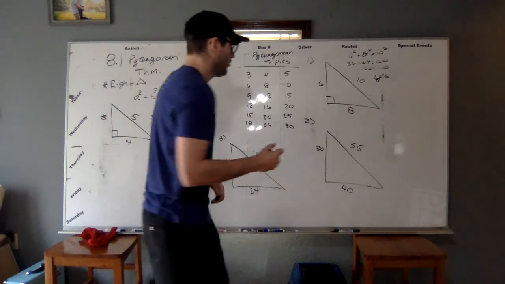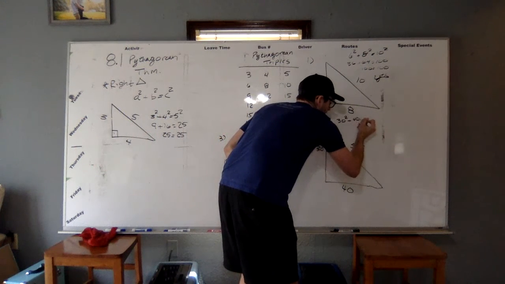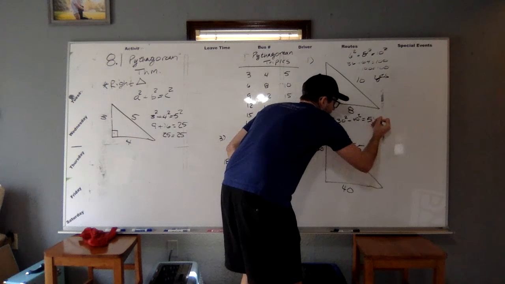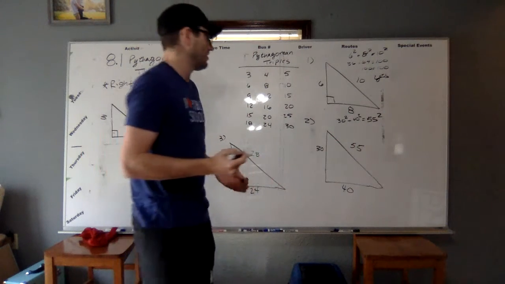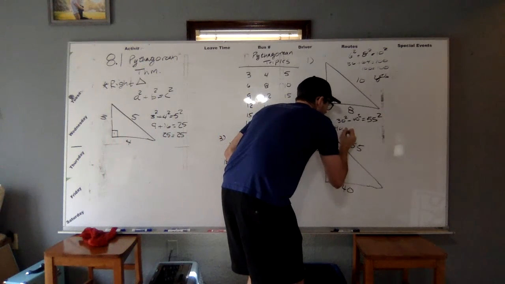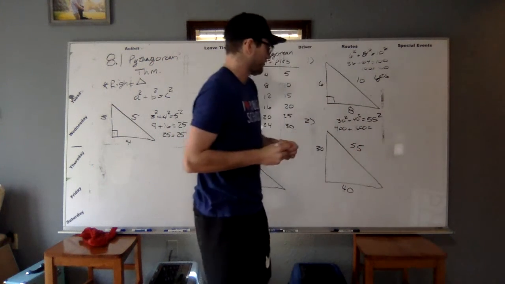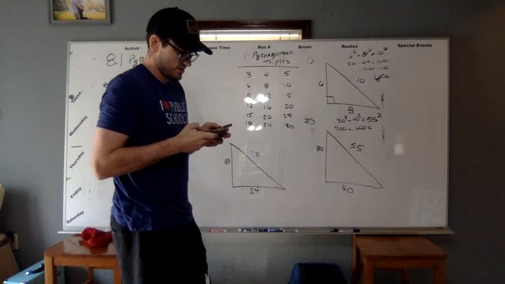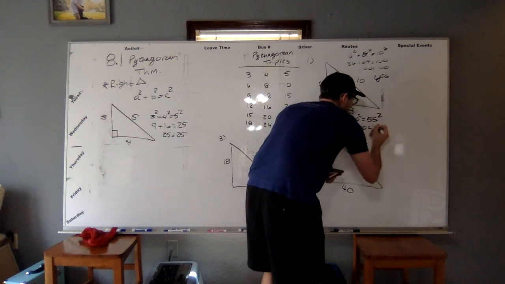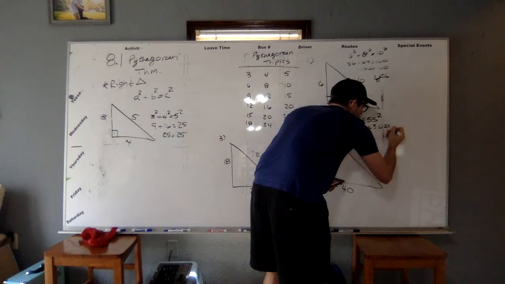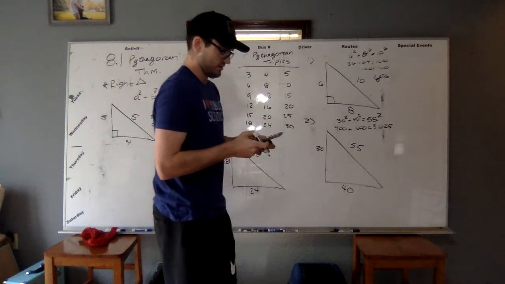Okay? Now, we can do it the long way. We can go through and say 30 squared plus 40 squared equals 55 squared. And we can test it. We can say, okay, I know that if this is true, those have to be equal. So what I get is 900 plus 1600 equals, I don't know 55 squared off the top of my head, 3,025. And what I get is, I would add those together.